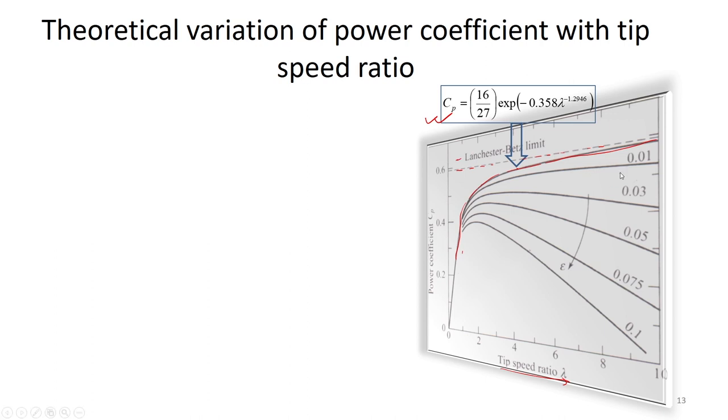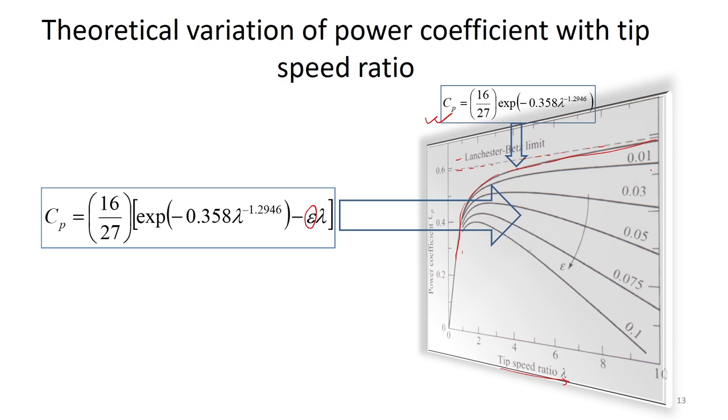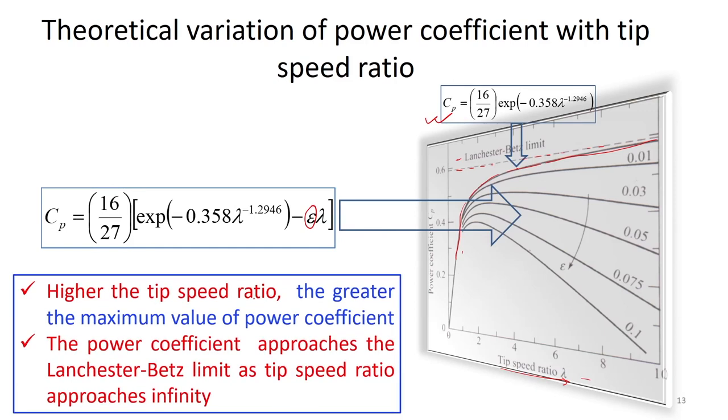And if we consider this at different values, we can have different plots. In general, as tip speed ratio increases, the power coefficient increases, and then after some time it starts decreasing as we increase the values of epsilon, which takes care of the drag to lift coefficient. So, the higher the tip speed ratio, the greater the maximum value of power coefficient. The power coefficient approaches the Lanchester-Betz limit as tip speed ratio approaches infinity. That is what it is saying. It will meet at infinity. And you can see the variation of power coefficient with respect to this parameter.